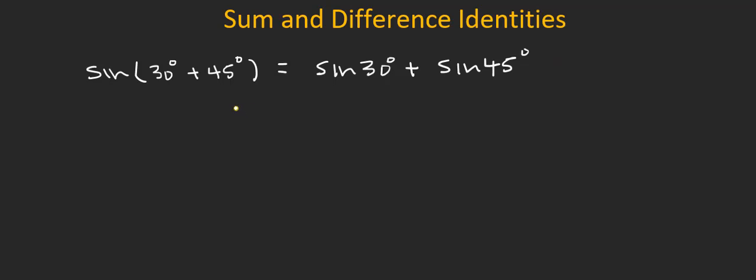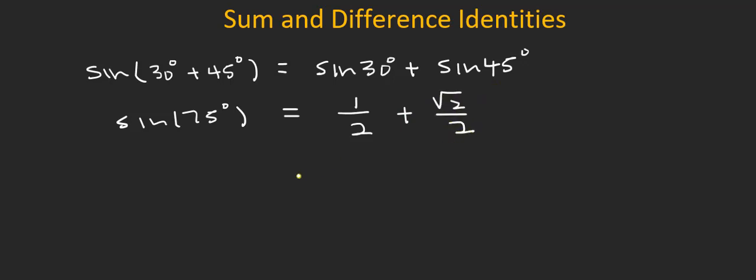Well, there's one way to check. What's 30 plus 45? The sine of 75 degrees. And what's sine of 30? That's 1/2. What's sine of 45? Radical 2/2. So on the right side, you get 1/2 plus radical 2/2.